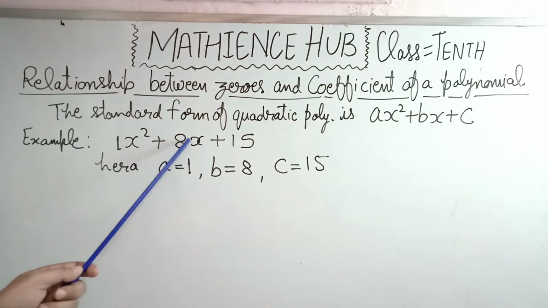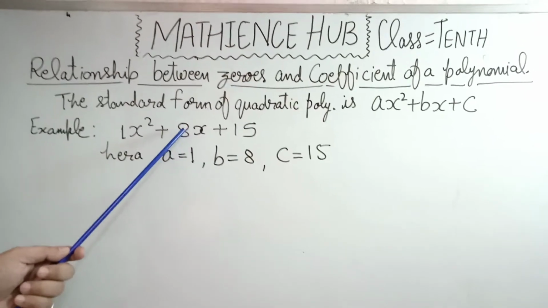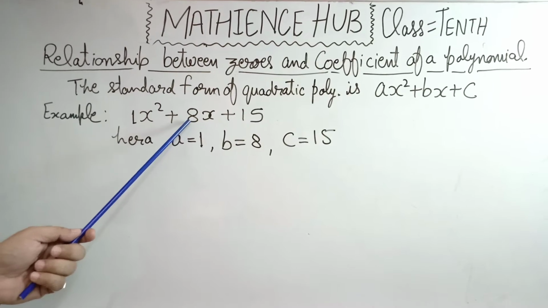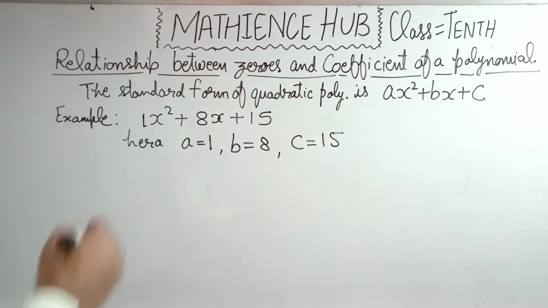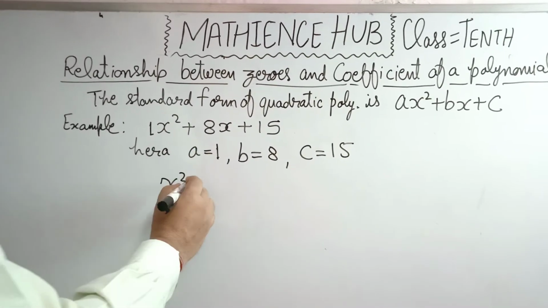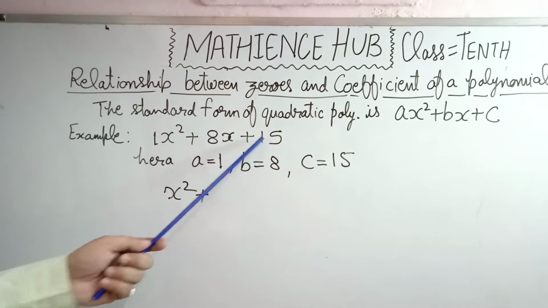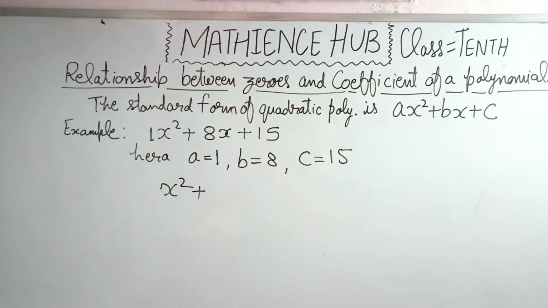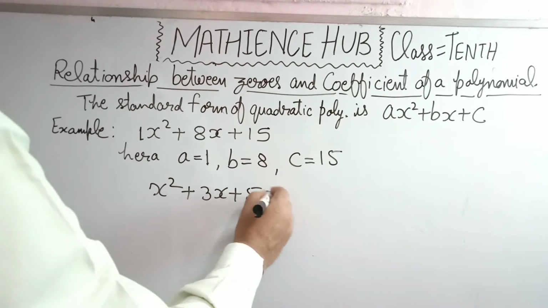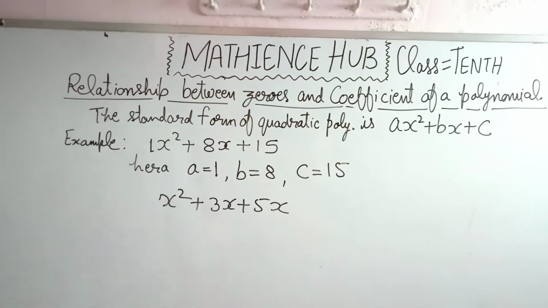Now we solve this quadratic polynomial by factorizing. You know from the previous class the method of middle term splitting. Here we split 8x. We write x square plus, by the middle term splitting method, you know the product is 15 and the sum is 8. The two numbers are 3x and 5x. Product is 3 fives are 15 and sum is 3 and 5, 8x.